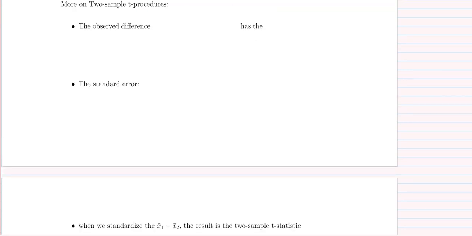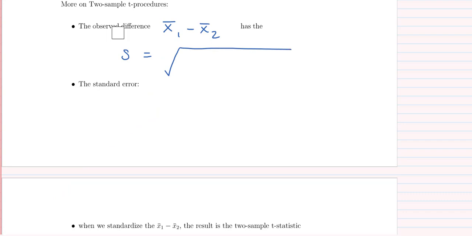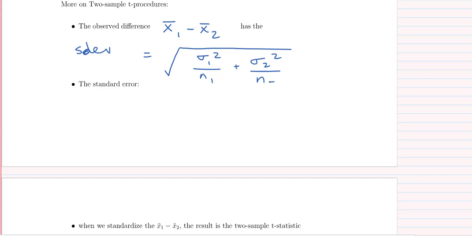All right, so let's talk a little bit more about these T procedures, these two sample T procedures. So we're looking at the observed difference. So that's x bar 1 minus x bar 2. And what do we know? Well, we know that it has the standard deviation equal to the square root of sigma 1 squared over n1 plus sigma 2 squared over n2.